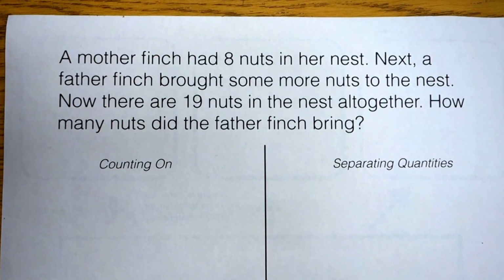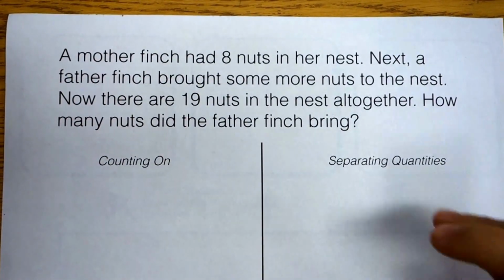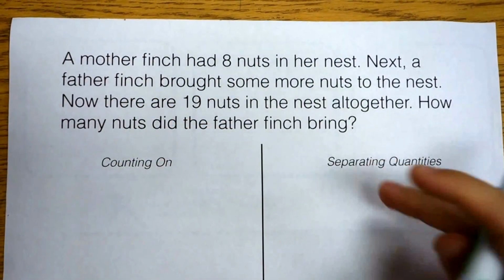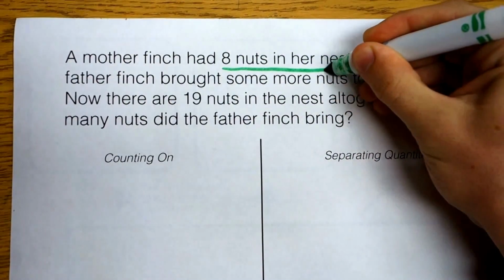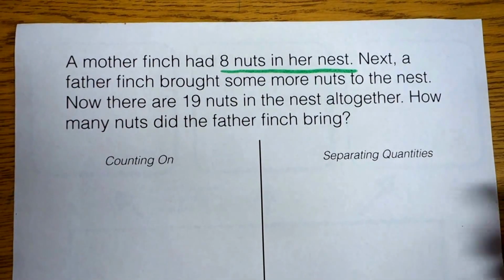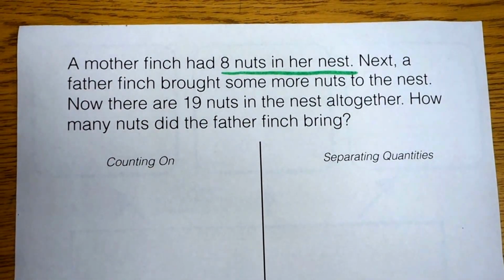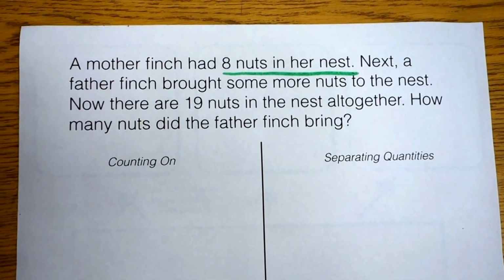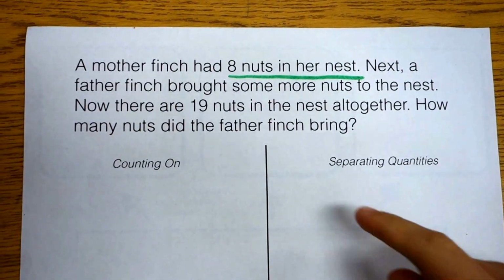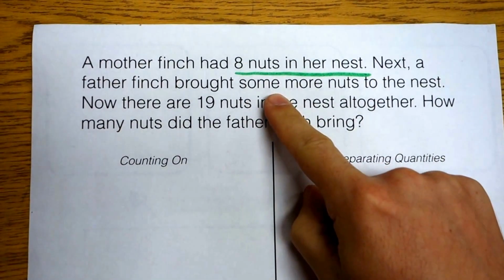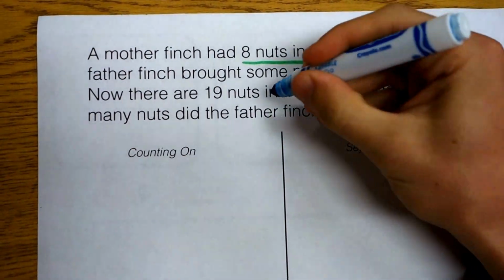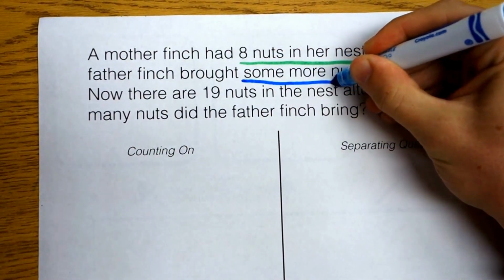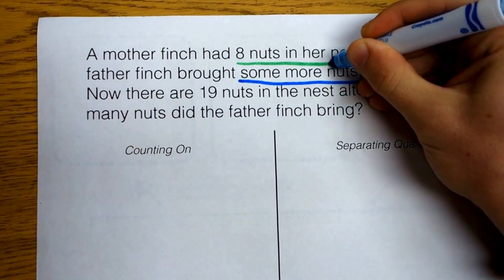So I'm going to start by looking at the important quantities in this question. It says, a mother finch had 8 nuts in her nest. I know this 8 nuts in her nest is going to be important, so I'll underline it here. It says, next, a father finch brought some more nuts to the nest. Now this is important, but we don't know exactly how many more nuts he brought. So we're going to annotate this as well. We're going to put a box around the some more nuts, because we don't know exactly how many it is yet.